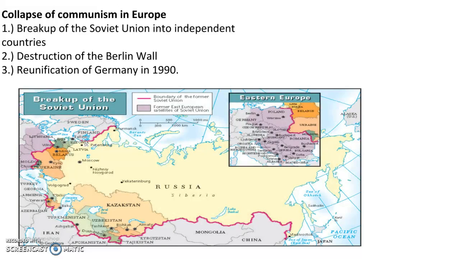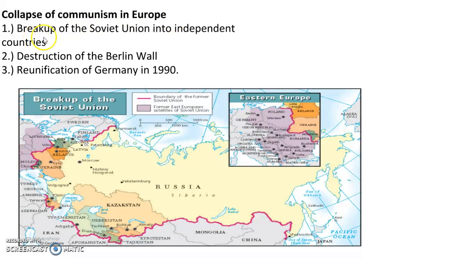A lot of people got mad and a lot of people got aspirations to protest against communist governments because under communism, you got to remember, you don't have a lot of freedom. You don't have a lot of liberties. You don't have a say-so in your government. You don't have freedom of religion. You don't have freedom of the press, freedom of speech, freedom to petition. You don't have a lot of that under communism. You have a dictator. So three things you need to remember that represents the collapse of communism in Europe.